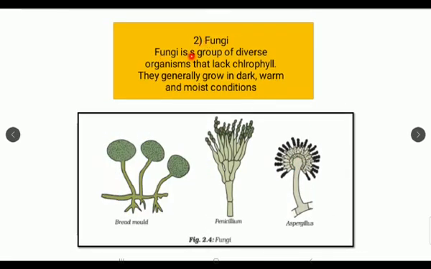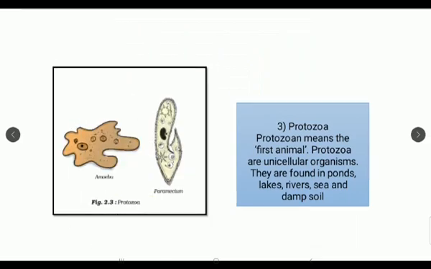Fungi. Fungi is a group of diverse organisms that lack chlorophyll. They generally grow in dark, warm, and moist conditions. Examples are bread mold, penicillium, and aspergillus. Protozoa. Protozoan means the first animal. Protozoa are unicellular organisms. They are found in ponds, lakes, rivers, sea, and damp soil. Some examples are amoeba and paramecium.